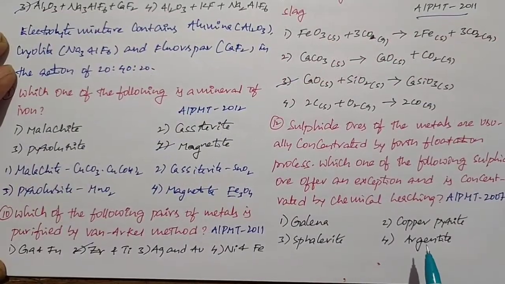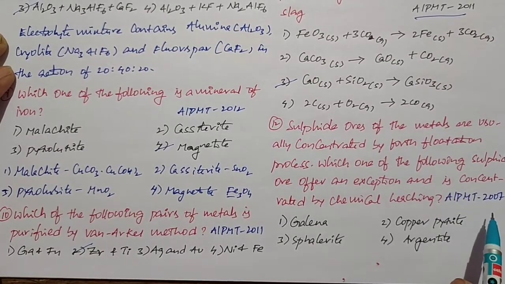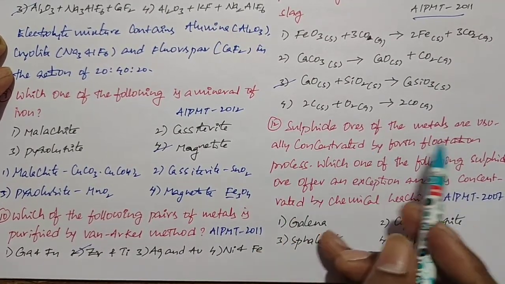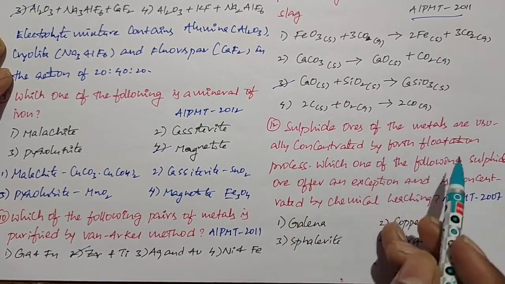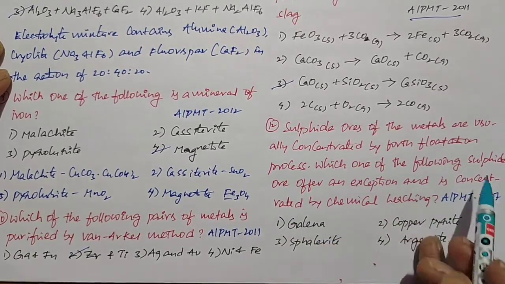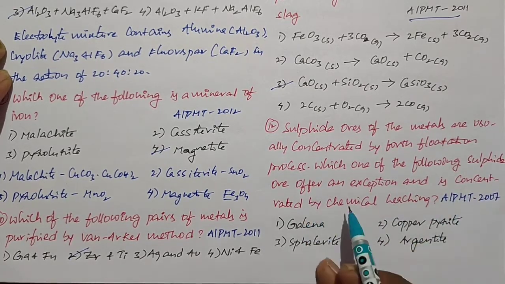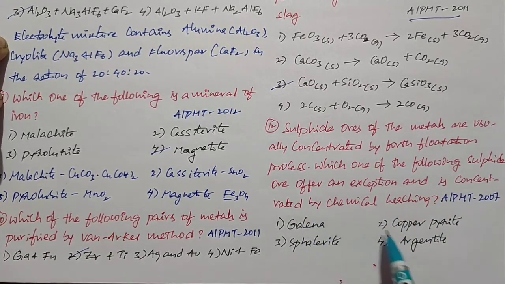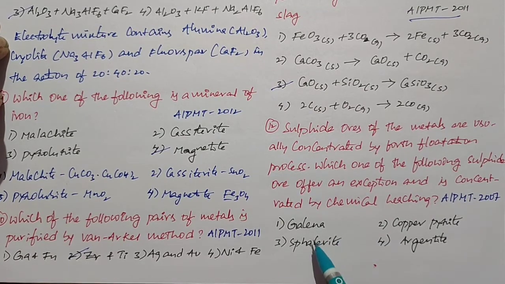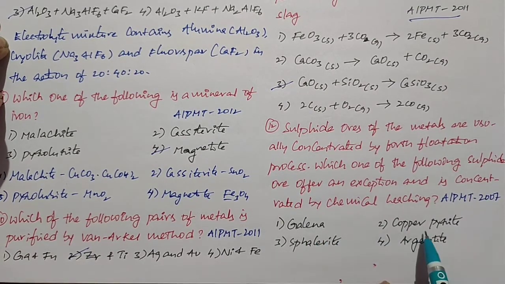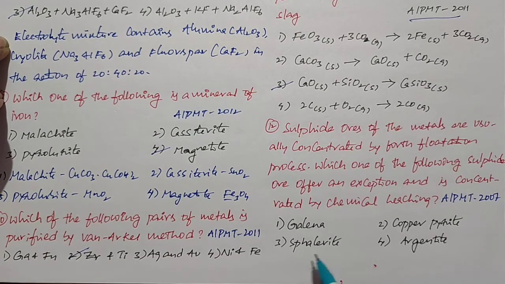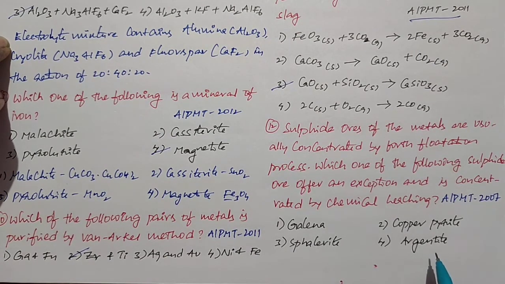Friends, this is the next question. This question is given in the All India Pre-Medical Test 2007 paper. Sulfide ores of metals are usually concentrated by the froth flotation process. Which one of the following sulfide ores is an exception and is concentrated by chemical leaching? All are sulfide ores. Galena is a sulfide ore of lead, copper pyrite is a sulfide ore of Cu, sphalerite is a sulfide ore of zinc, and argentite is a sulfide ore of silver.